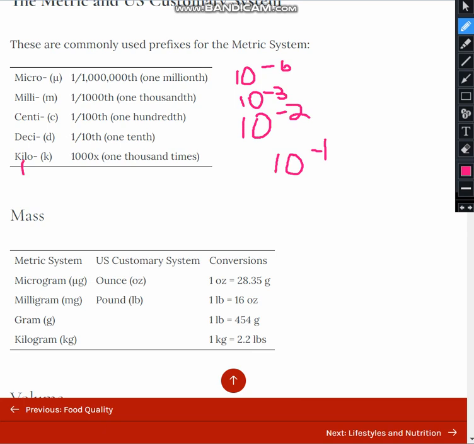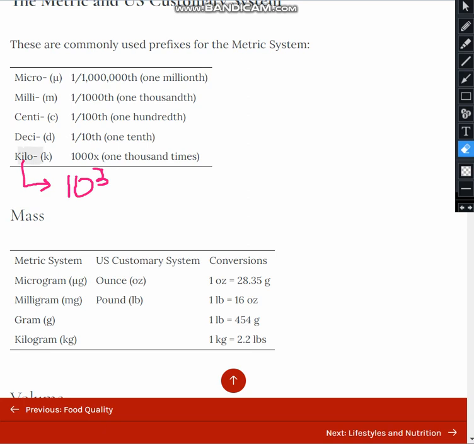When you look at kilo, it is basically 10 raised to the power 3, 1,000 times. You see how I have written these values? I hope you understand what I meant by them. Okay. Now let's go to the mass.